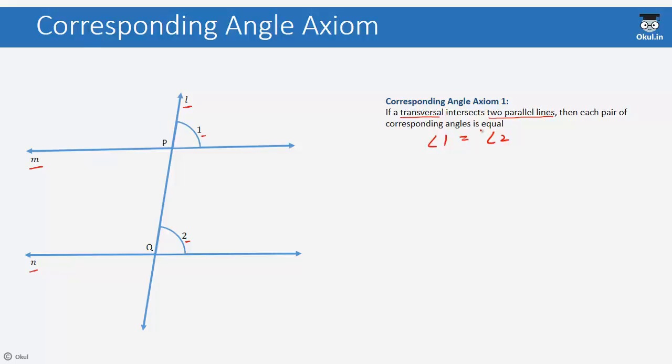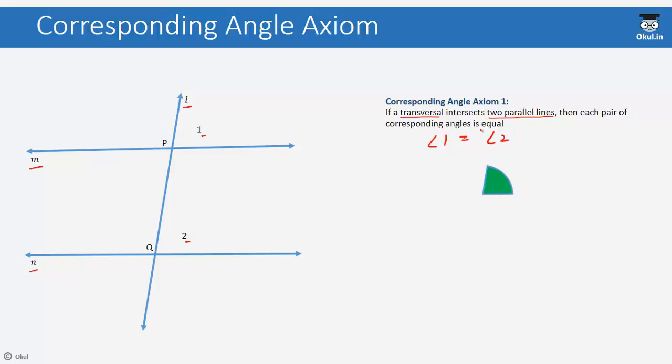Now we cannot really prove it, but we can visualize this in the given figure. So we have the angle 1 here and then we have the angle 2. What we can notice is that these two angles perfectly overlap each other. So what we can say is that axiom 1 holds true. That is, the corresponding angles are equal if two lines are parallel and there is a transversal intersecting them.